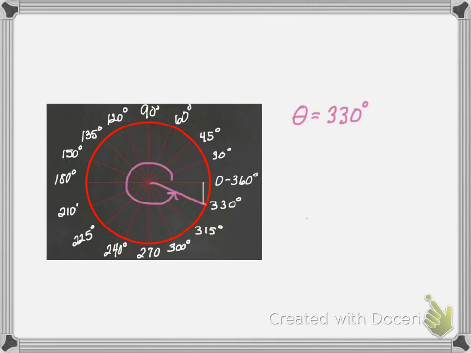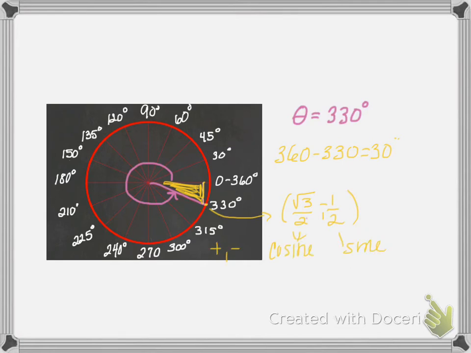This is going to be in the 4th quadrant, 330 degrees. If I take 360 and take away the 330, I end up with a 30 degree angle as my reference angle. And so for every 30 degree angle, you have the square root of 3/2 is the cosine, 1/2 is the sine. The only difference here is it's in quadrant 4. So the rules for quadrant 4 are the x would be positive, the y would be negative, and there we have it.